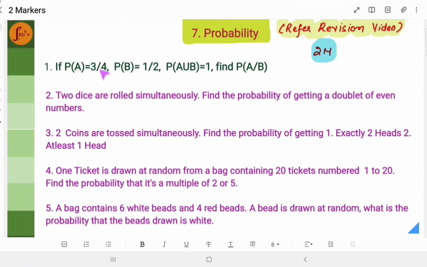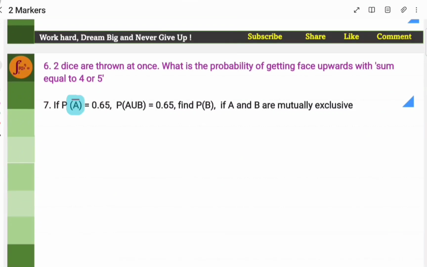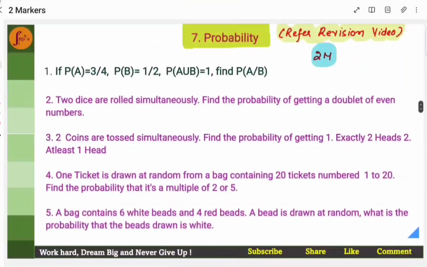You will be given probability of A, probability of B. You have to find probability of A by B, or A or B, or A and B, right? Similarly here, when you have this particular symbol, it means it's the complement of the probability, right? So this kind of problem also is solved in the other video. You can go through these questions.